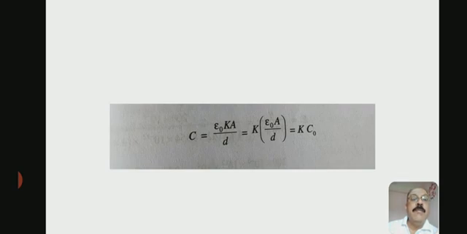But we know that epsilon naught A divided by d is the capacitance of the capacitor without the dielectric. Therefore, the capacitance of the capacitor completely filled with the dielectric is given by C is equal to K into C naught. Thank you.